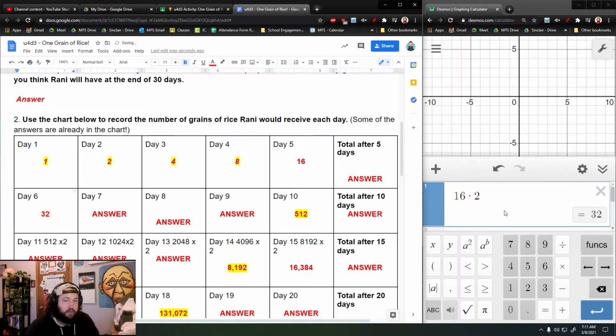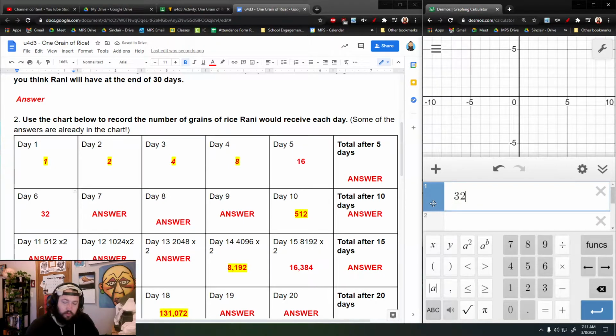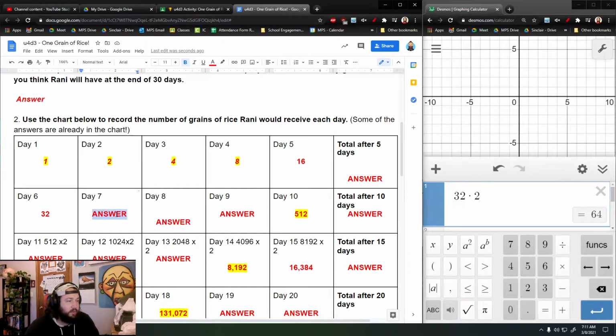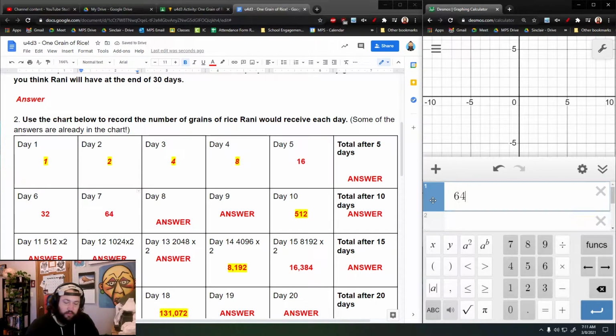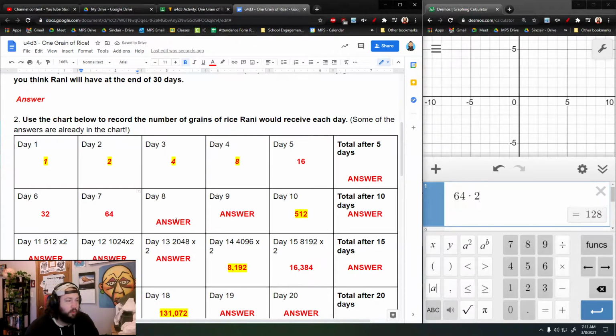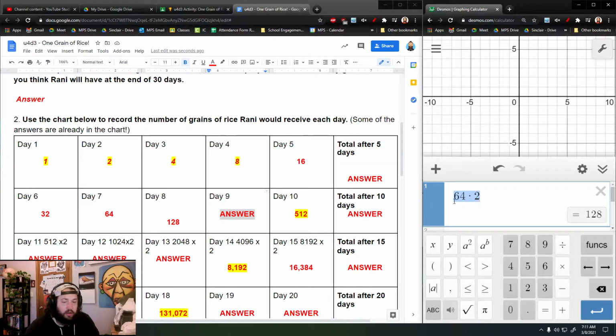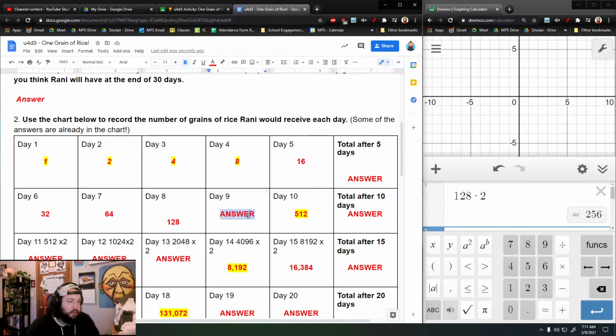And then 32 times 2 equals 64, and then 64 times 2, 128. All right, and I just keep going and filling out this whole thing. Let's do day 9 just to get us there. So day 9 would be 128 times 2, and that looks like 256. So over here I change this to 256.